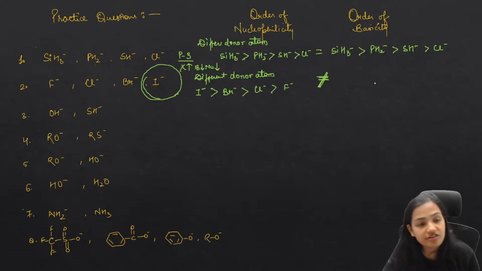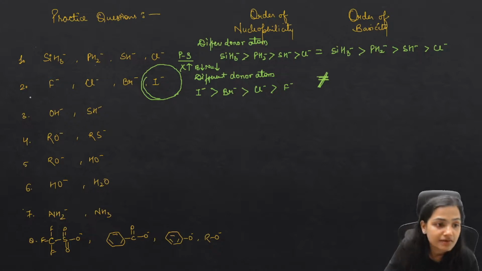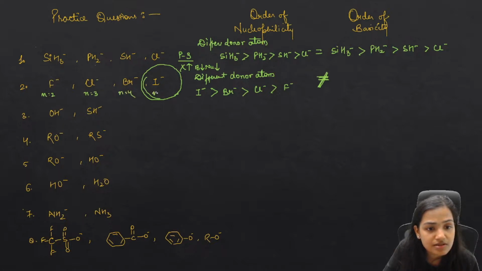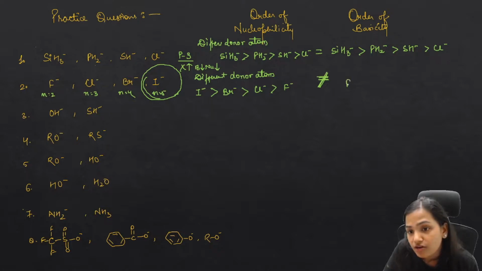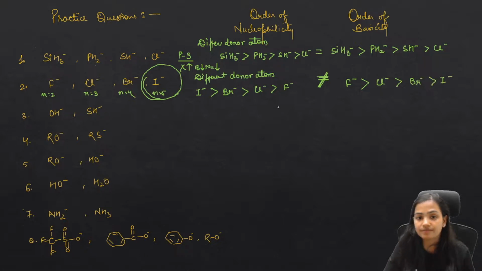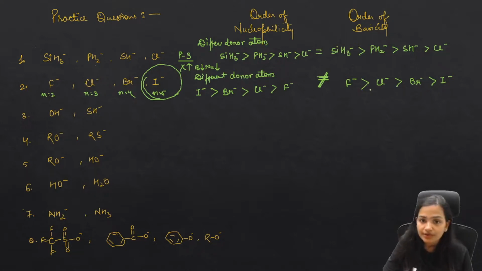And if you look at the order of basicity, who will form a strong bond with H positive? Now we will have different orbitals: n equals 2, n equals 3, n equals 4, n equals 5. So there will be a strong bond formation with fluorine. So the order of basicity is opposite. F negative is going to be a strong base, then Cl negative, then Br negative, and then I negative. So this and this are totally opposite.